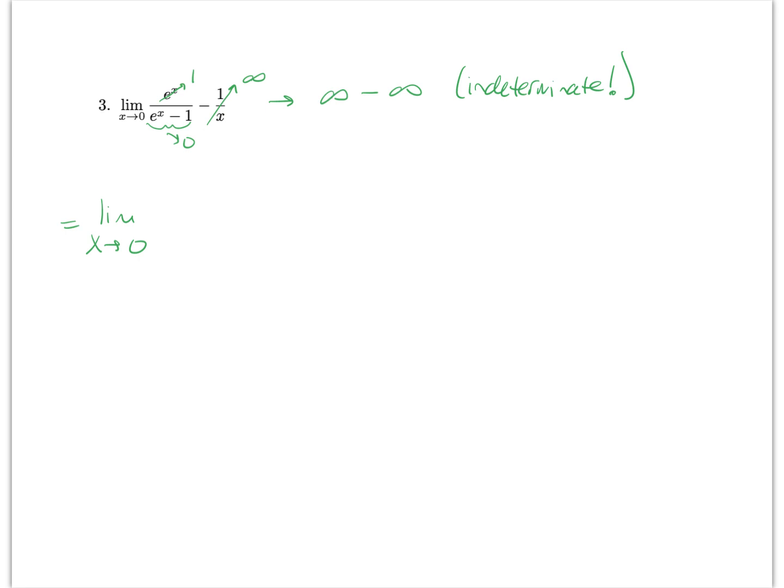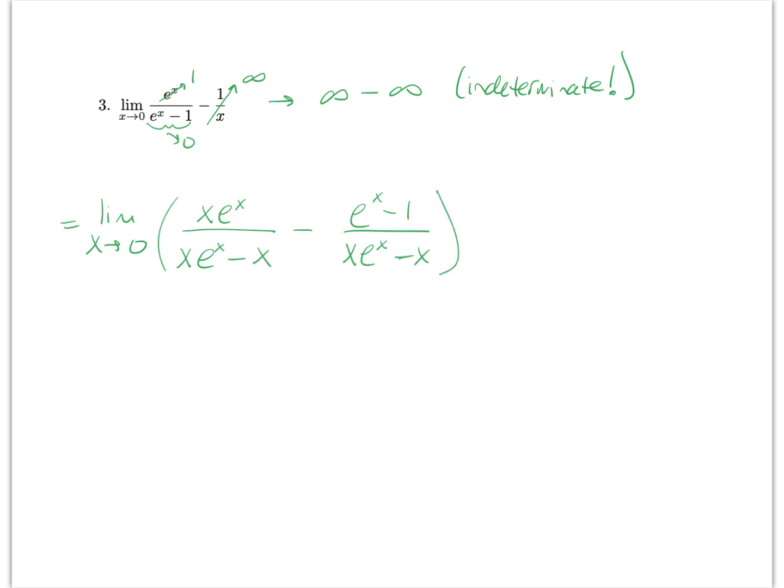So I'm going to multiply this first fraction, e to the x over e to the x minus 1, by x over x. So I'm going to have x e to the x over x e to the x minus x. And then the second fraction, 1 over x, I'm going to multiply by e to the x minus 1 over e to the x minus 1. So I have e to the x minus 1 over x e to the x minus x. So I've got this common denominator.